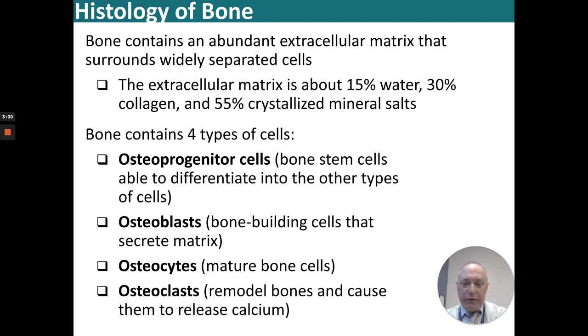And so the first cell type is the osteoblast, B for bone building, and they secrete a lot of matrix. And then the osteocytes are actually mature osteoblasts. Finally, the osteoclasts are responsible for remodeling bone.